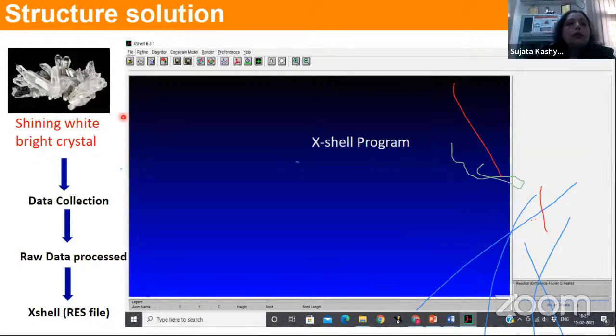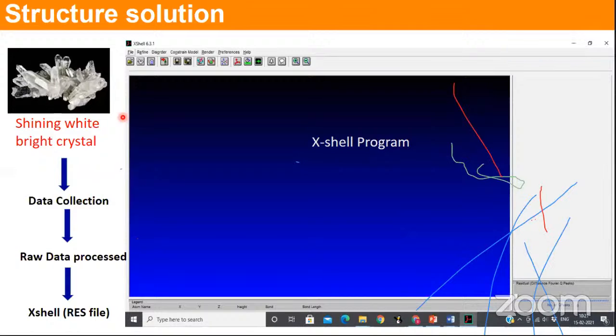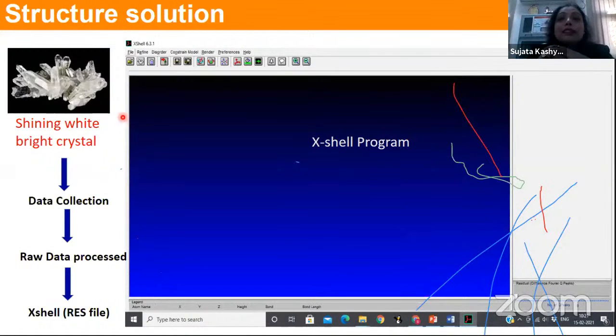Now we have crystals, we go for data collection, and we get the raw data. Then with the help of the Apex software, we process the raw data, and finally we get the RES file. The RES file is nothing but the result file of that raw data. Then we are eagerly waiting to see what is there in our molecule or our crystal.